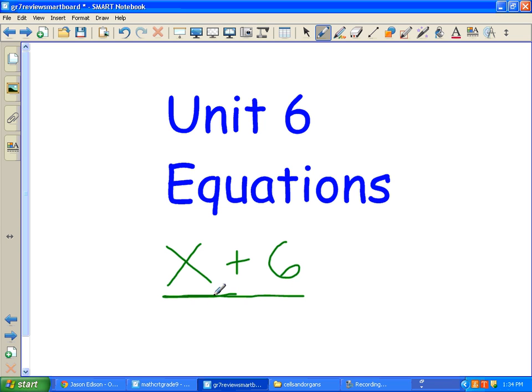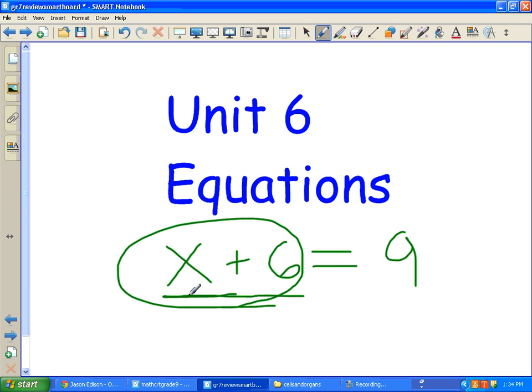Now, if I want to make it an equation, I simply have to put an equal sign and maybe an answer. So now it's x plus 6, or a number plus 6, will give you 9. And of course, 3 plus 6 will give you 9. So an expression only has this part on it, and an equation will have an equal sign and an answer.